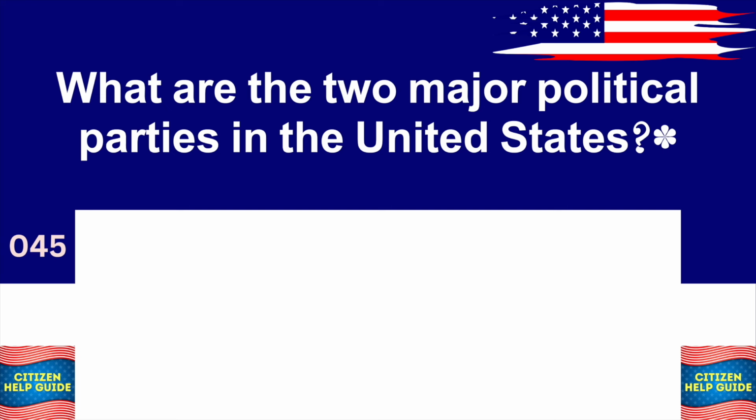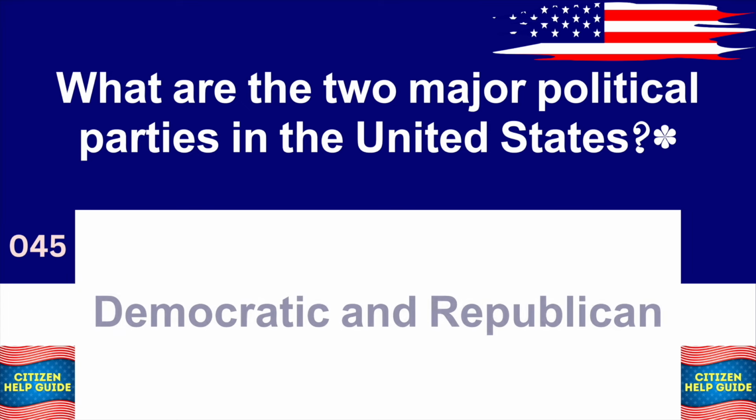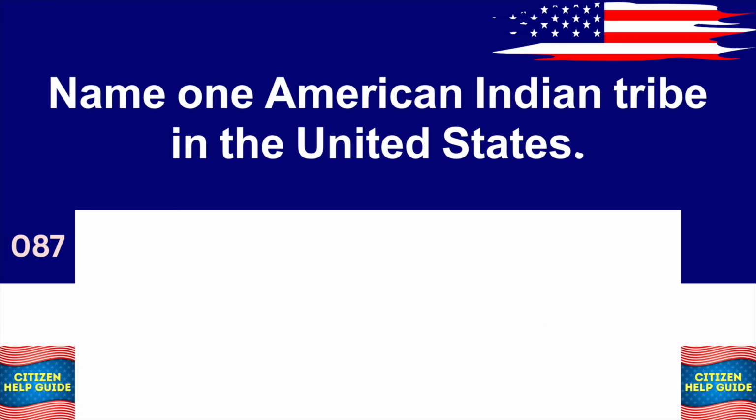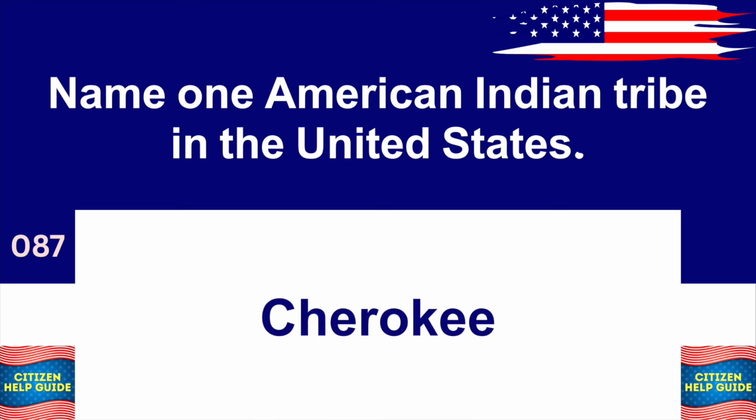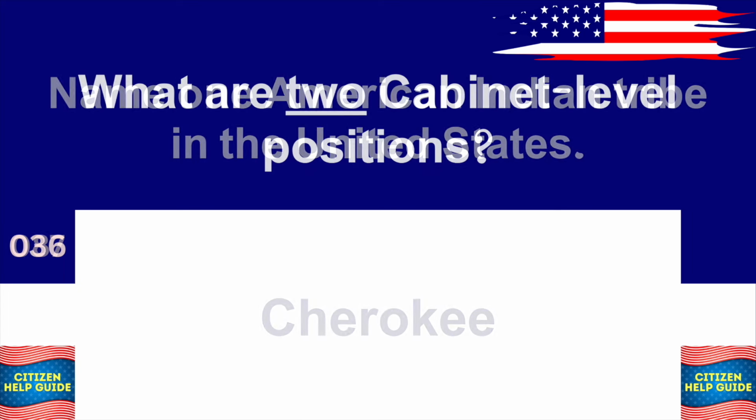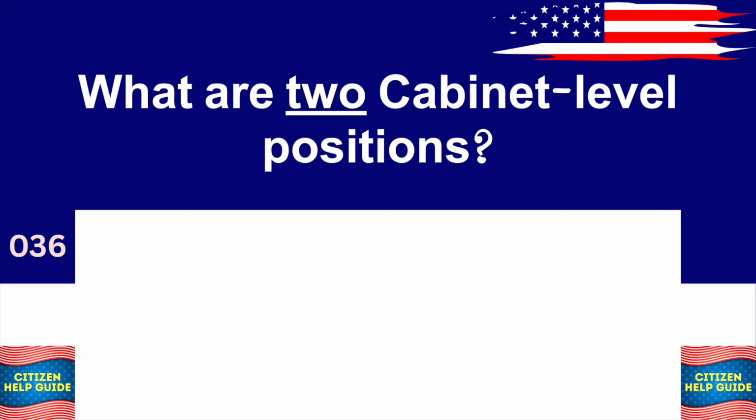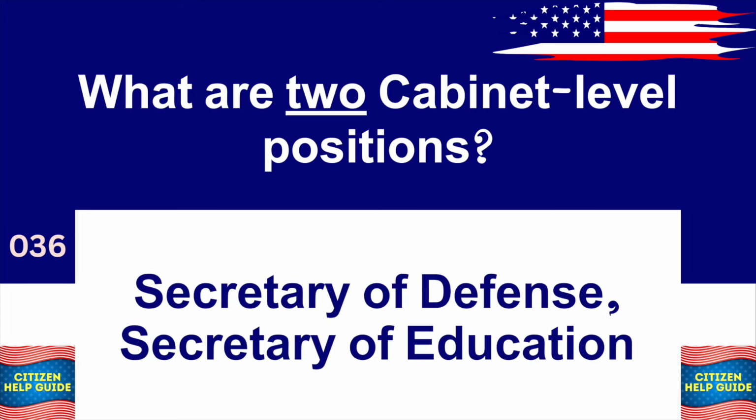What are the two major political parties in the United States? Democratic and Republican. Name one American Indian tribe in the United States. Cherokee. What are two cabinet-level positions? Secretary of Defense, Secretary of Education.